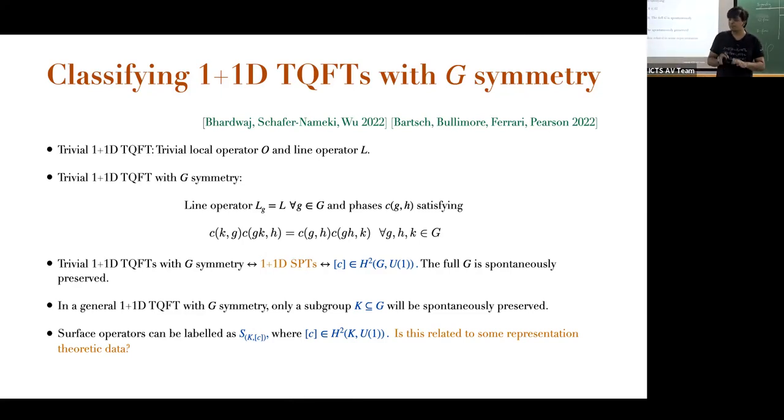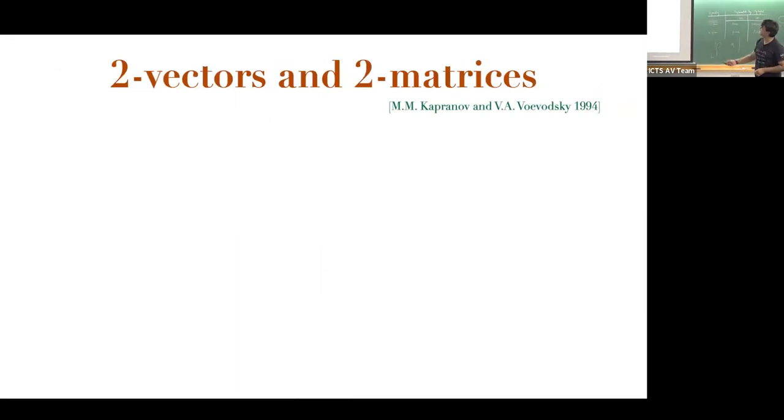Is this related to some kind of representation theory? Are surfaces also labeled by some representations of the group? And the answer is that yes, they are. I will very quickly go through that, because that description allows us to actually compute the OPE. So far we haven't computed the OPE, we just wrote down the list of surface operators. So for that, I had to introduce these two vectors and two matrices.